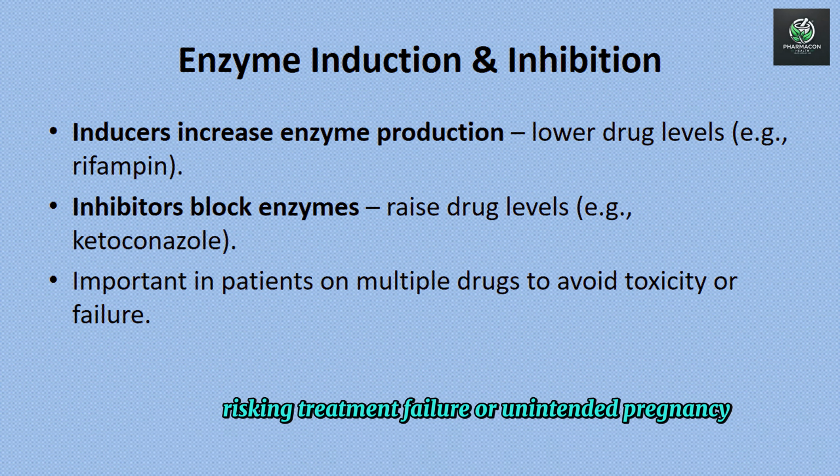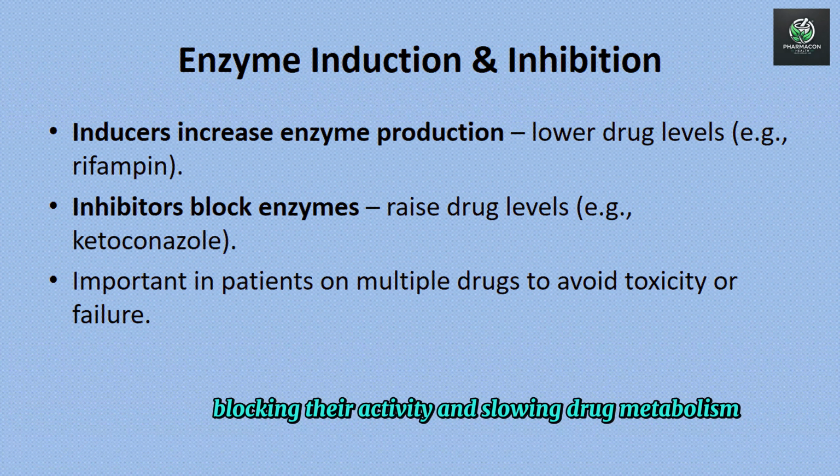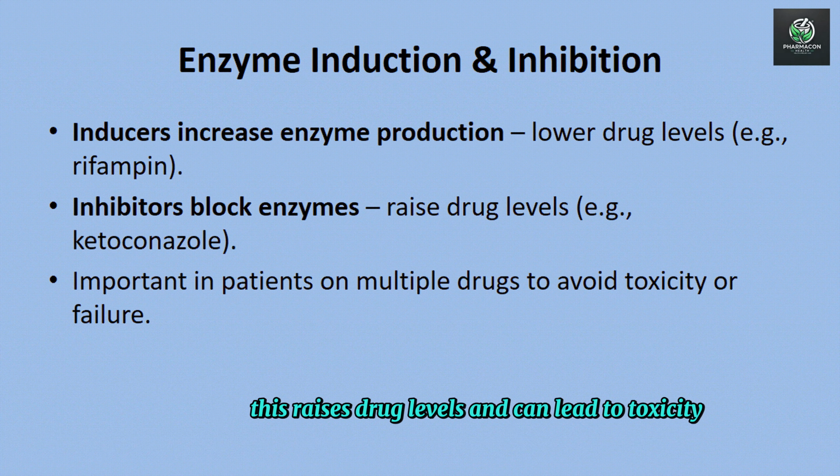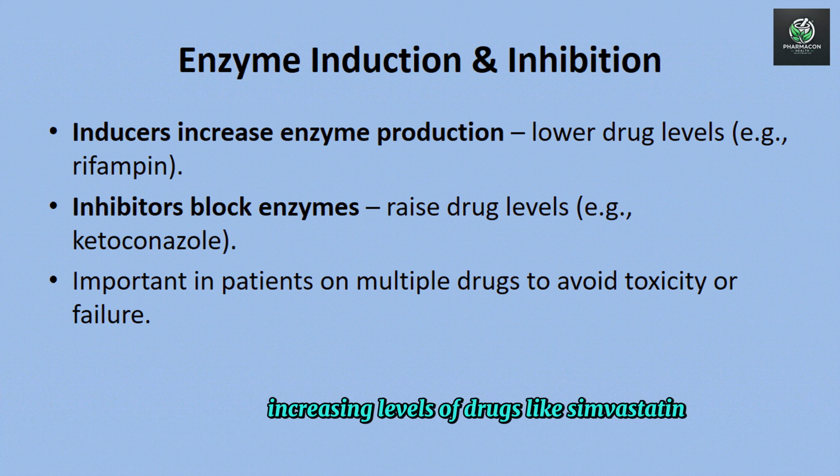Conversely, some drugs inhibit metabolic enzymes, blocking their activity and slowing drug metabolism. This raises drug levels and can lead to toxicity. For instance, ketoconazole inhibits CYP3A4, increasing levels of drugs like simvastatin, which can cause muscle damage.